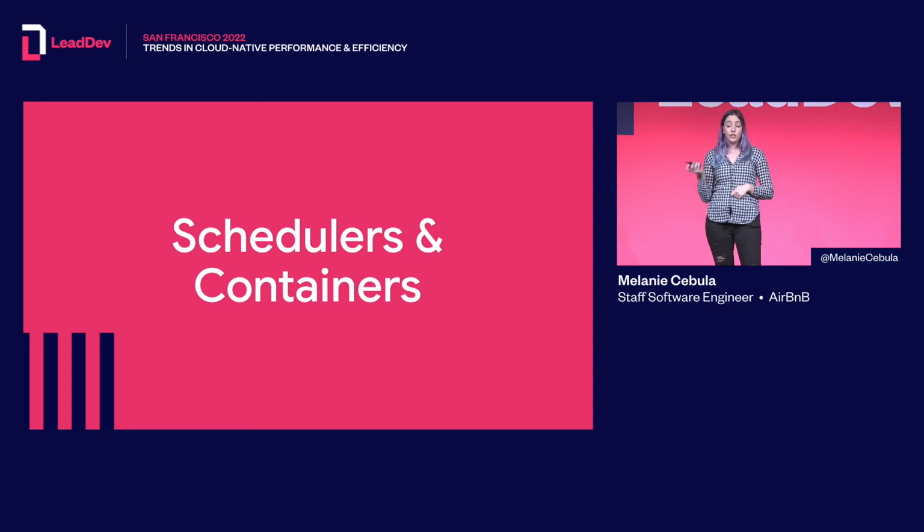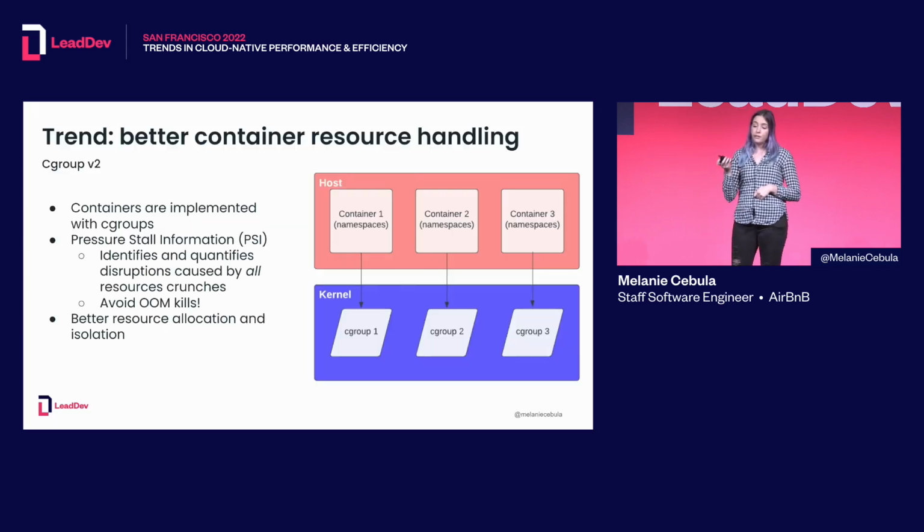Okay, let's talk about trends with schedulers and containers. The big change is cgroup v2. Containers are implemented with cgroups, and cgroups is just a fancy way to say a control group, which is a Linux kernel feature that limits, accounts for, and isolates the resource usage of a collection of processes. With cgroup v2, there are several improvements over v1.